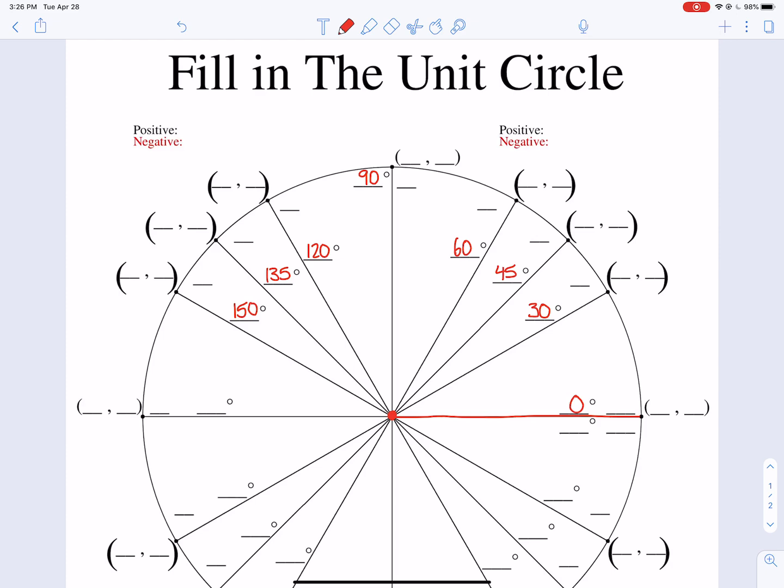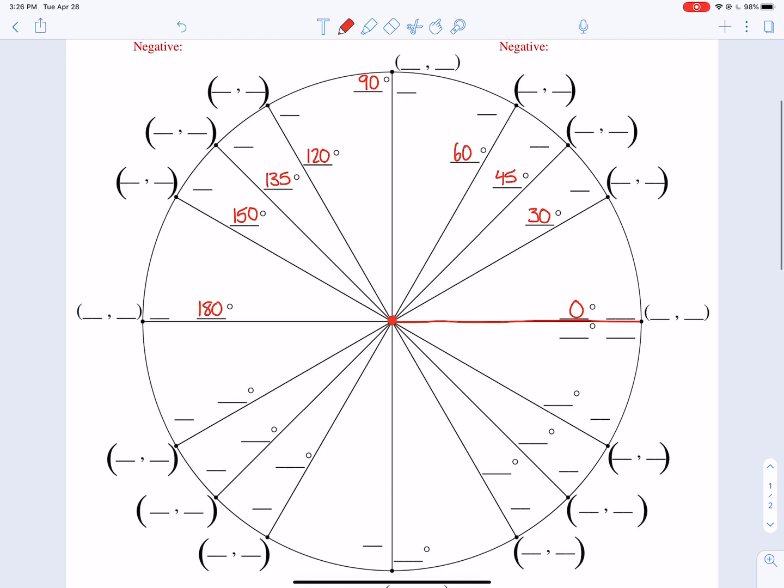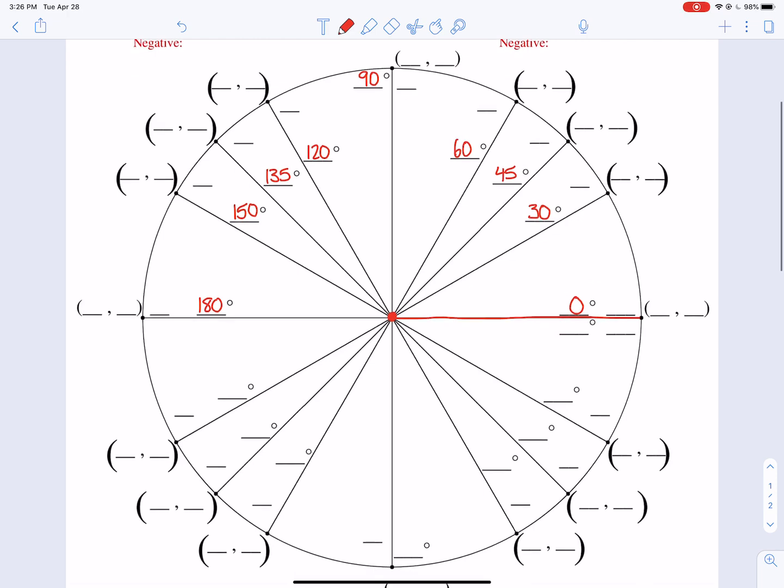And then at the halfway mark, we have 180 degrees. Then let's say 180 plus 30, so that would be 210 degrees. 180 plus 45 is 225 degrees. And 180 plus 60 is 240 degrees. And then 180 plus 90, so at that third quadrant, we'd have 270 degrees. Then let's add 30, get 300. 270 plus 45 is 315, and 270 plus 60 is 330 degrees.